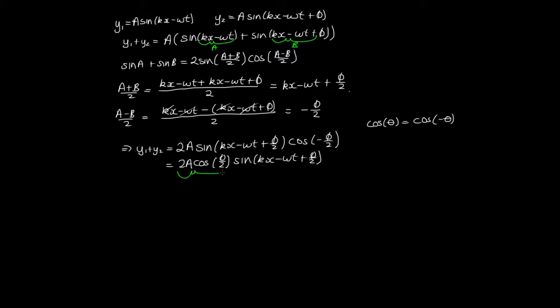This 2a cos phi on 2, once phi is set for a wave, phi is the phase difference between the two waves, this is going to be some constant number. So this is going to be the amplitude of our resultant wave, our superposition. And then sine kx minus omega t plus phi on 2. This is just the travelling wave equation, and this time the phase difference is phi on 2. So the phase of this resultant wave is going to be the average of the phases of the two incoming waves. So this is just a travelling wave.